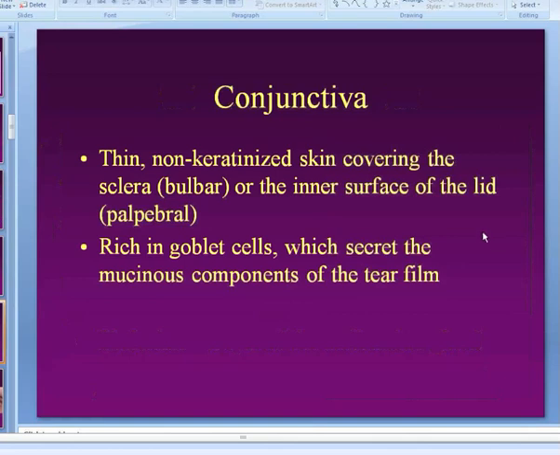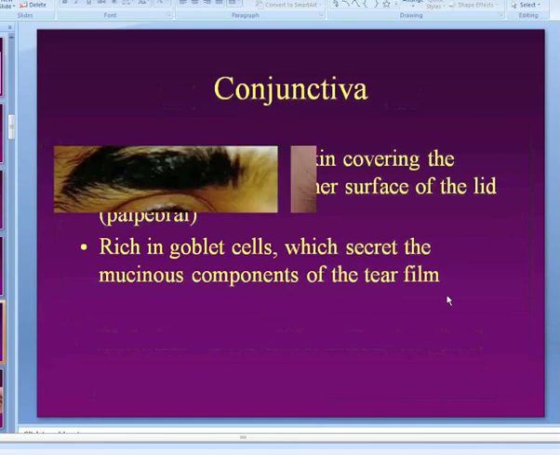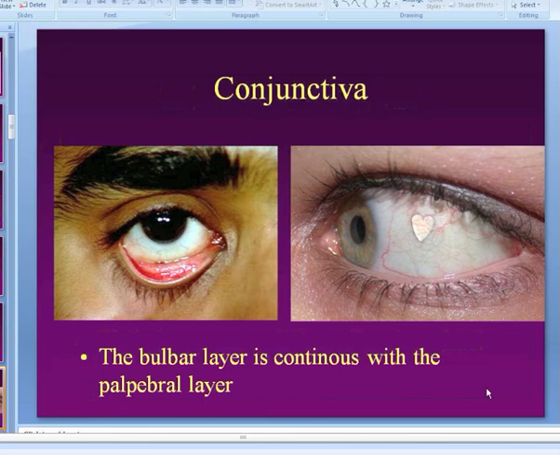The conjunctiva is non-keratinized skin, a very thin layer, and it has lots of goblet cells which secrete the mucus for the tears. So I put in this slide to show this is the bulbar conjunctiva. It's on the surface of the eye. It's exactly the same as the palpebral conjunctiva, which is on the underside of the lid.